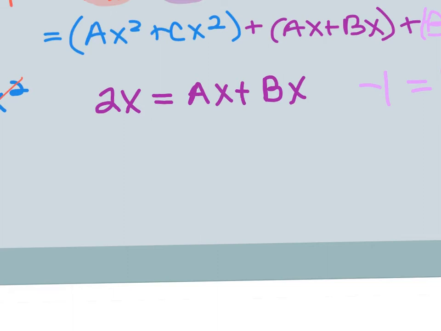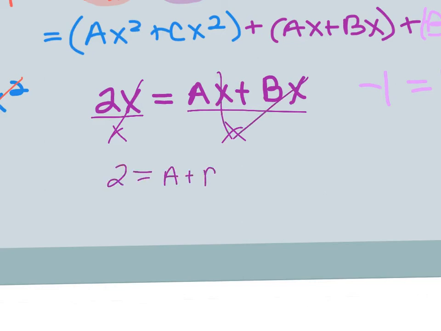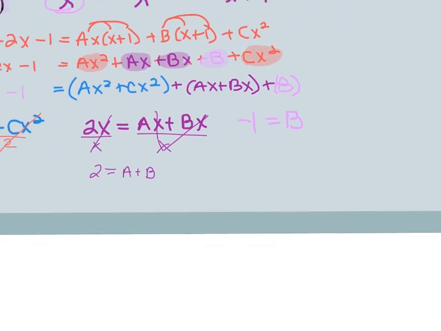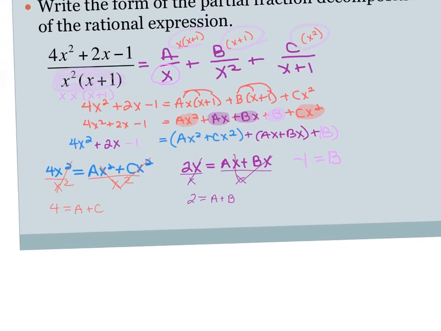Go to the x to the first. What do they all have? An x. Cancel them all out. 2 equals a plus b. And then the last one, there is no x already. So what we've just done is create a system, okay?